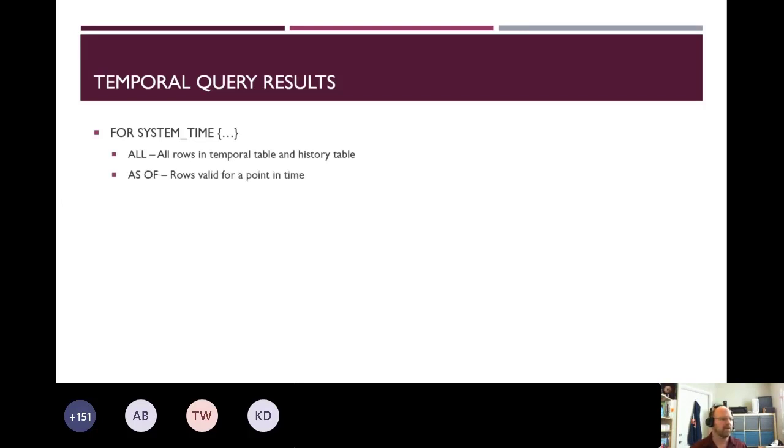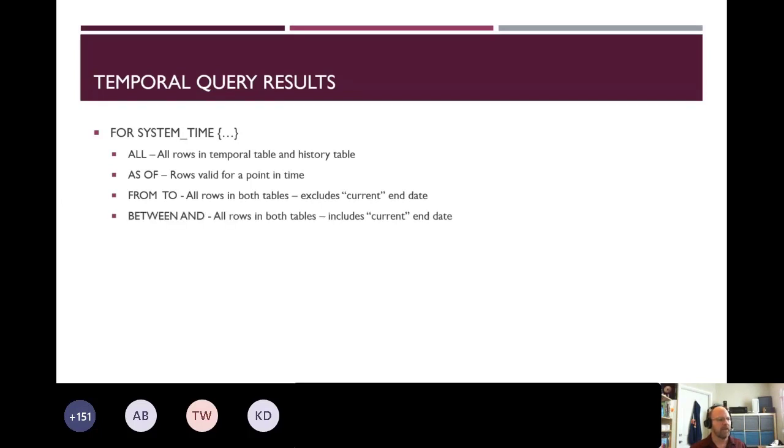As of returns the valid rows for a point in time. So if I say system time as of December 31st, 2019, it'll show me how things looked in that table on New Year's Eve. Now the from and the between act very similar. It's going to return rows in both tables. The subtle difference is the from excludes the current end date and the between includes it. And that end date has to match up to the exact fraction of a second.